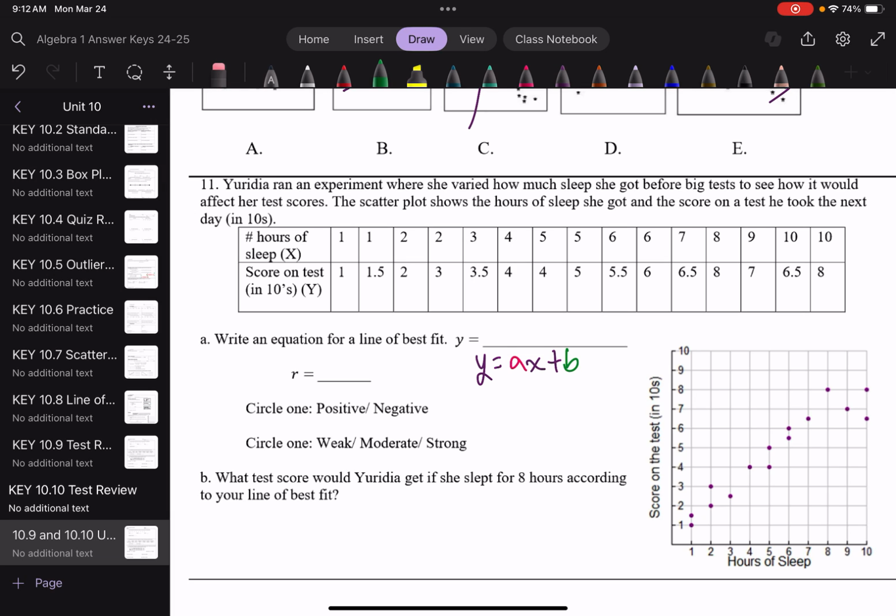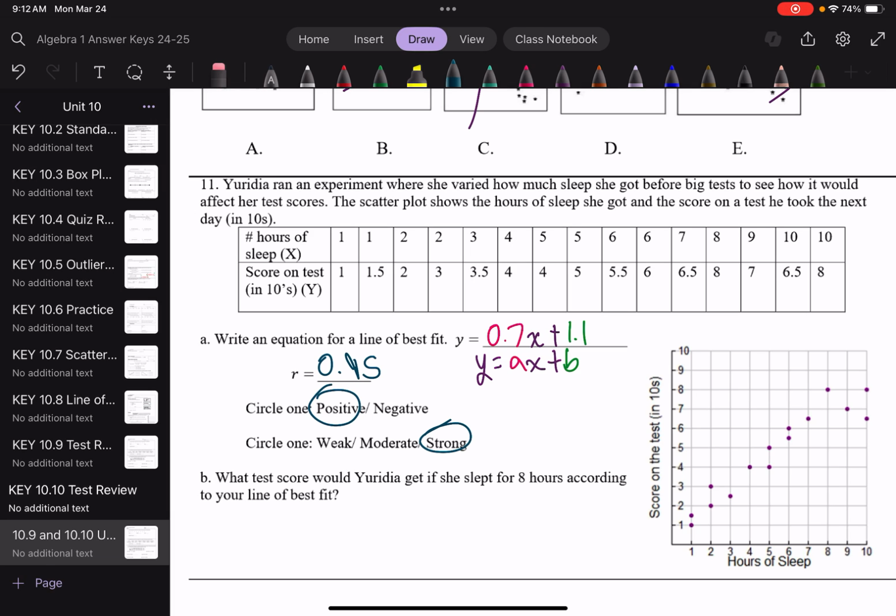So in this case, I have Y equals my A value for this set is 0.696, so I'm going to say 0.7X plus my B value, which is 1.10, I'm going to put it as 1.1. And then my R value, which is my correlation coefficient in this case, is 0.95. This is a positive, strong correlation.